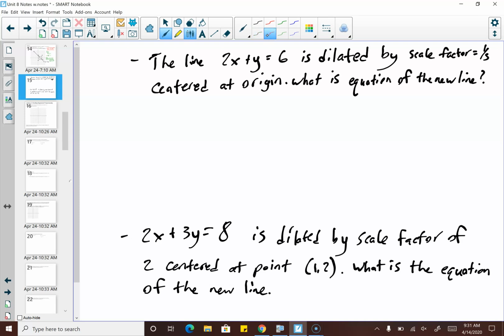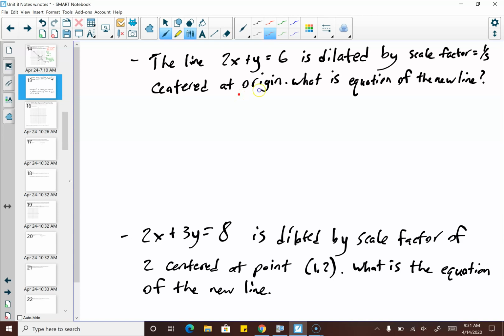Before we get started with lesson 3, there's just something I want to make sure we go over quick. It's a combination of coordinate graphing and similarity. So I want to make sure we go over it because it's something that pops up a good amount of times. The line 2x plus y equals 6 is dilated by a scale factor of 1/3 centered at the origin. What is the equation of the new line?